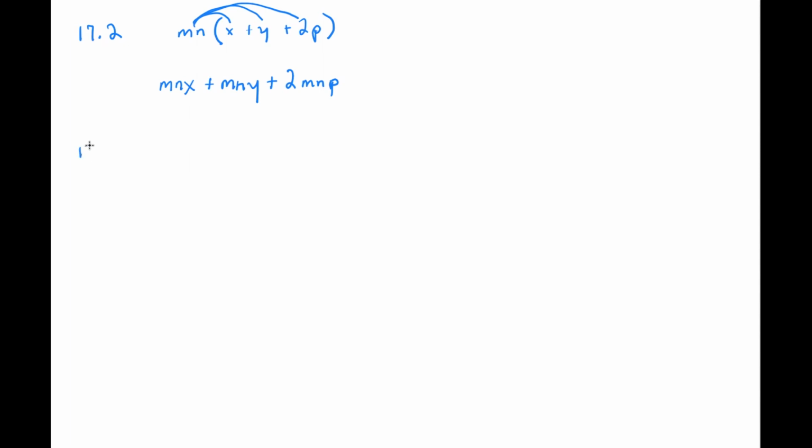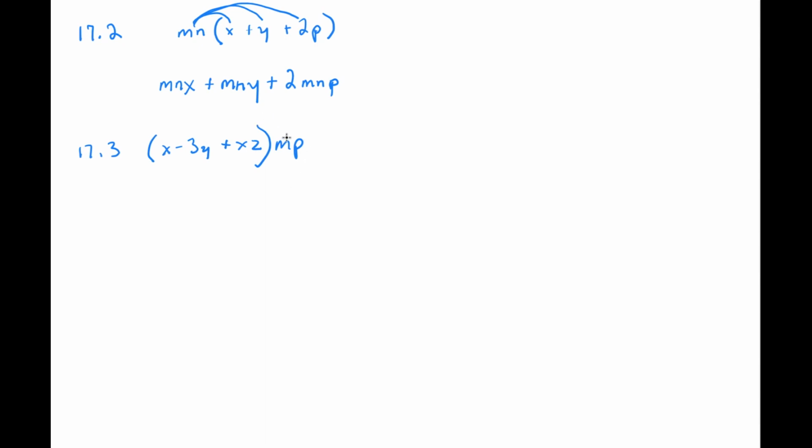All right, 17.3. We have parentheses first this time. x minus 3y plus xz. All of these terms are different, so that's going to tell us all of our results are going to be different. And this is times mp.